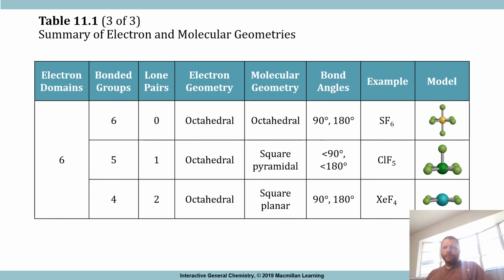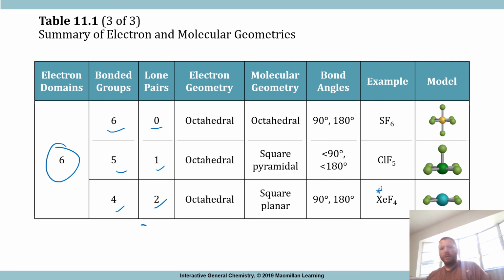All right. Finally, if you have 6 electron domains, well, this is what your molecule is going to appear as. 6 electron domains, you can have 6 bonded groups and 0 lone pairs, 5 bonded groups and 1 lone pair, or 4 bonded groups and 2 lone pairs. And here are some examples: SF6, ClF5, or XeF4, xenon tetrafluoride.